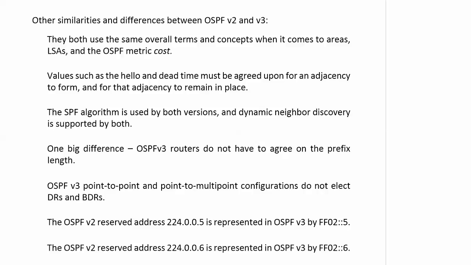Also, the OSPF version 2 reserved address 224.0.0.5 is represented in version 3 by FF02::5, and the OSPF version 2 reserved address 224.0.0.6, which we'll get to later in your studies, is represented in OSPFv3 by FF02::6. I know that we don't use 224.0.0.6 in the CCENT course, but that's a good address for you to know and a good mapping. What you really want to concentrate on is that 224.0.0.5 is represented in OSPFv3 by FF02, two colons, and a 5. So it still ends in the same number.